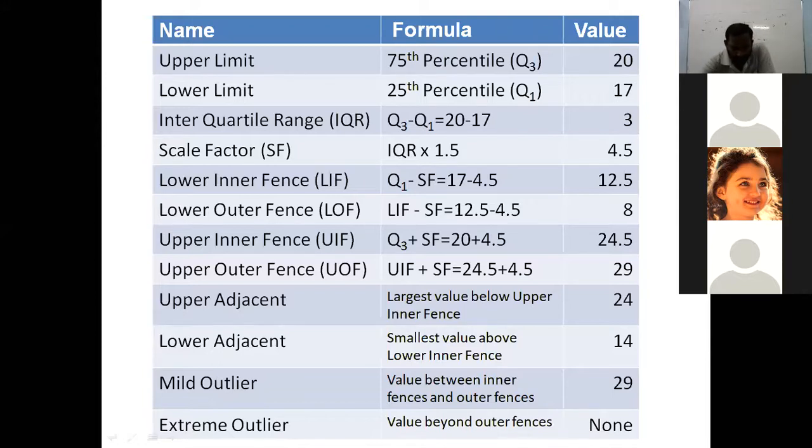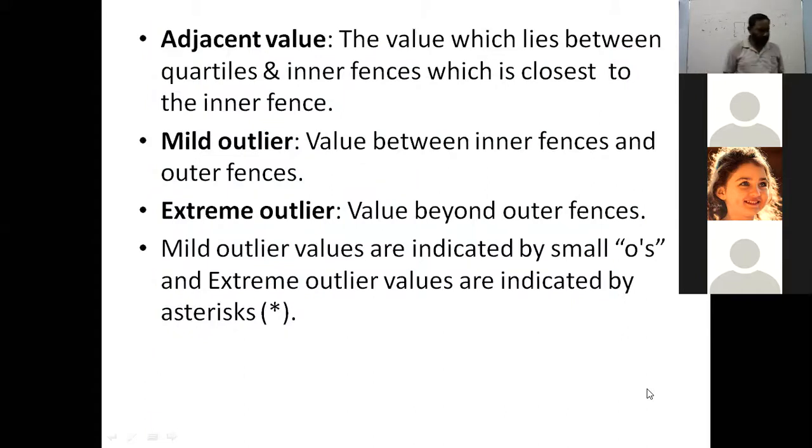Okay. Right. Fine. Any questions on this? So these are the definitions by word. You can write down, I mean, already you have all these definitions. Adjacent value: it is the value which lies between quartiles and inner fences, which is close to the inner fence. Mild outlier: the value between inner fence and the outer fences.